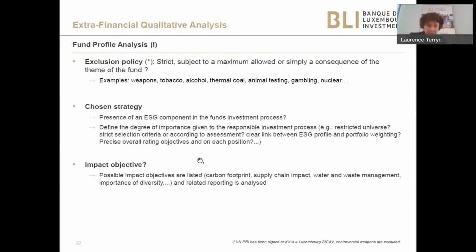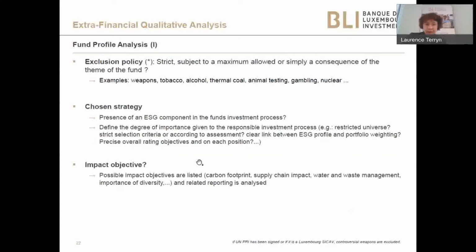Then, the strategy itself. Is there a presence of an ESG component in the fund investment process? If yes, to what level? What is the degree of importance given to the responsible investment process? Is the universe restricted? Is there some strict selection criteria or company selection? Is there only the assessment of the portfolio manager or of the analyst? Is there a clear link between the ESG profile and the portfolio weighting?